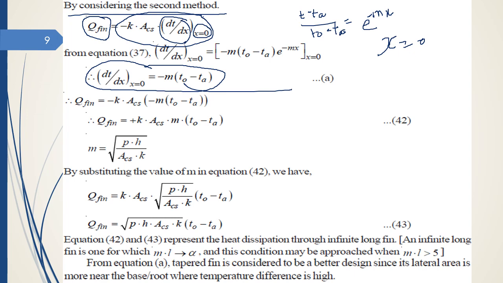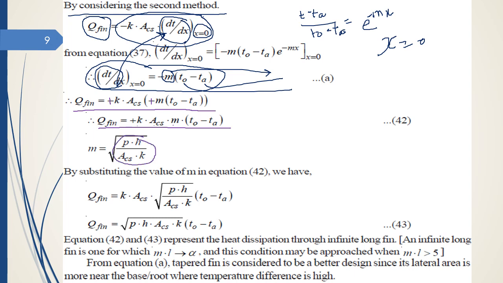T0 is the base temperature, Ta is the surrounding air temperature or surrounding fluid temperature, and m is the fin coefficient, or you can say fin constant. So put the value of dT by dx here. So we will get Q is equal to minus KA into m into T0 minus Ta. So minus minus is positive. So Q is equal to K into cross section area into fin constant into base temperature minus surrounding temperature.